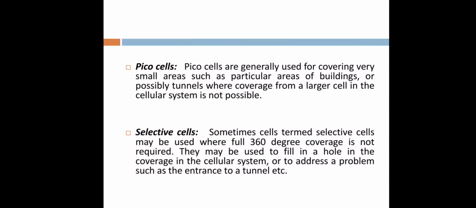Selectivity cell. Sometimes the cell termed a selectivity cell may be used where full 360-degree coverage is not required. It may be used to fill in a hole in the coverage in a cellular system or address a problem such as the entrance to a tunnel. So a selectivity cell is basically used in a specific area where we don't require 360-degree coverage, but we require coverage in a specific degree or specific area, just like in a tunnel.